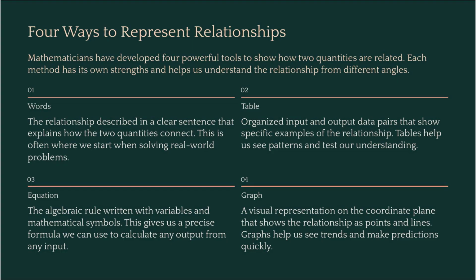There are four powerful ways to represent the relationship between any two quantities. You can state it in words, which is how the problem starts. You can show it in a table of input and output data. You can express it as an equation, which is the algebraic rule. And finally, you can show it visually on a graph plotted on a coordinate plane.